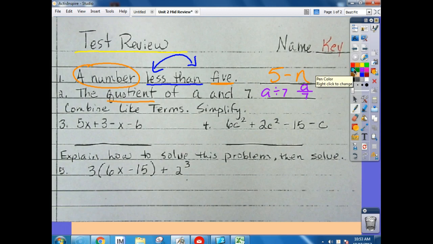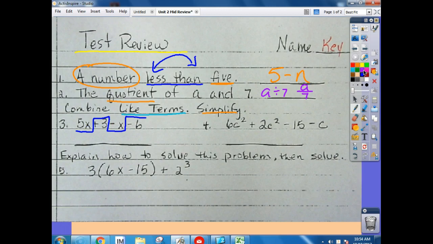The instructions for the next part say to combine the like terms, but also simplify. What that tells me is that I'm going to have terms that are like terms, but I'm also going to have terms that are not like terms. So let's start with the first one here. I've got 1, 2, 3, 4 terms in this problem. Terms are just separated by plus and minus signs in an algebraic expression. I'm going to go ahead and separate out all the terms. And notice that the sign in front of each term tells me if my term is positive or negative.